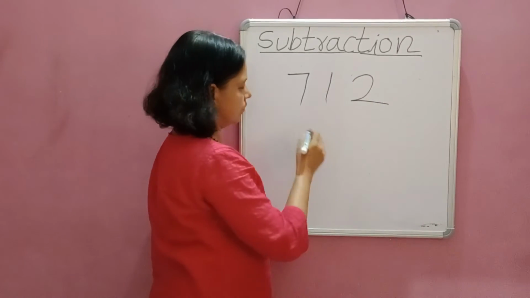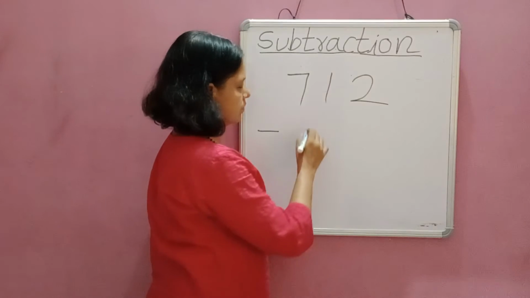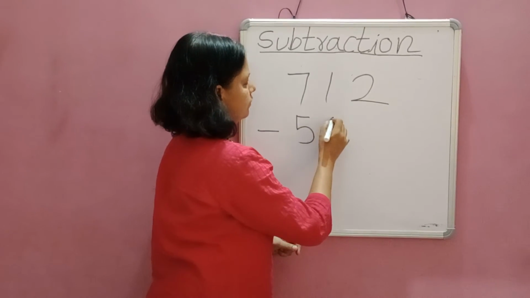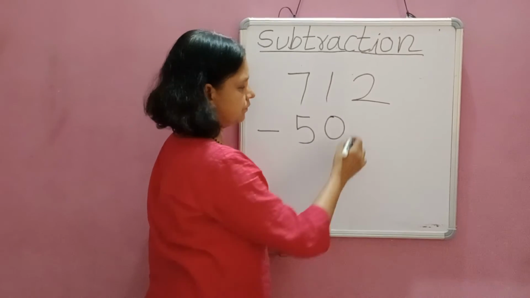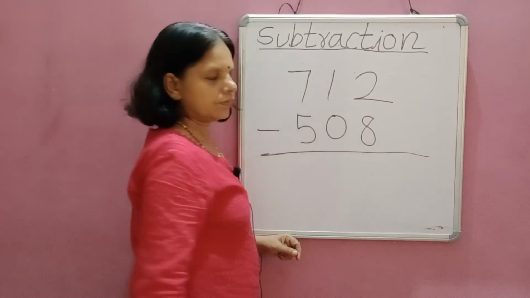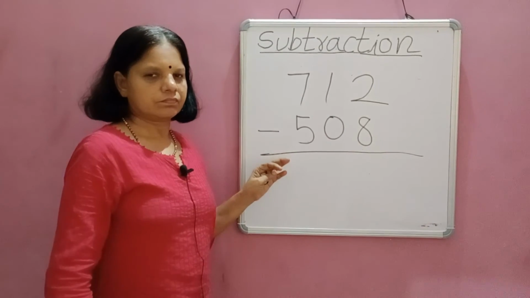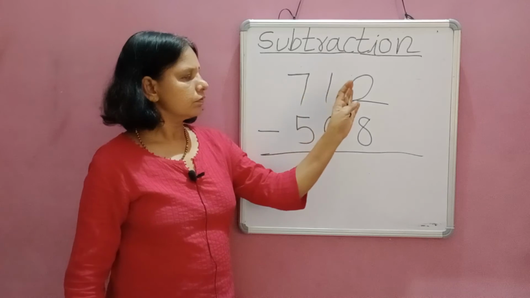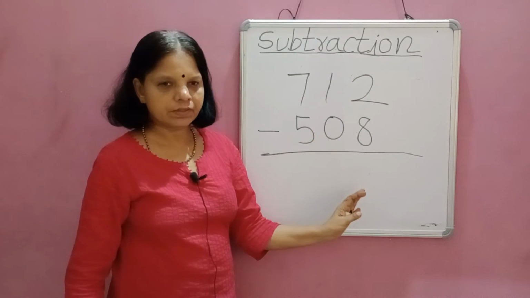712 minus 508. The method is the same. You have to subtract the digits of the same places.